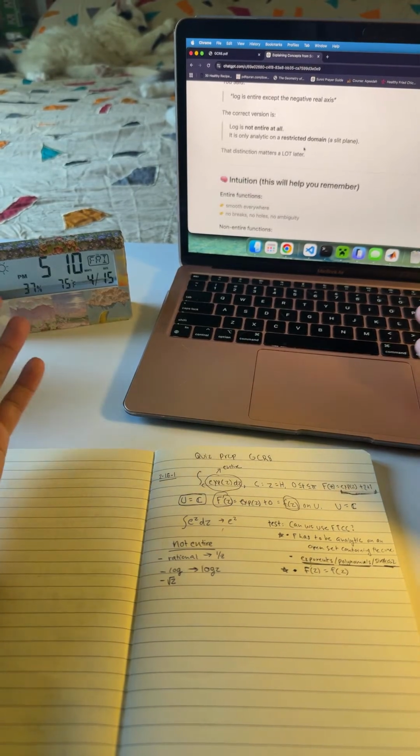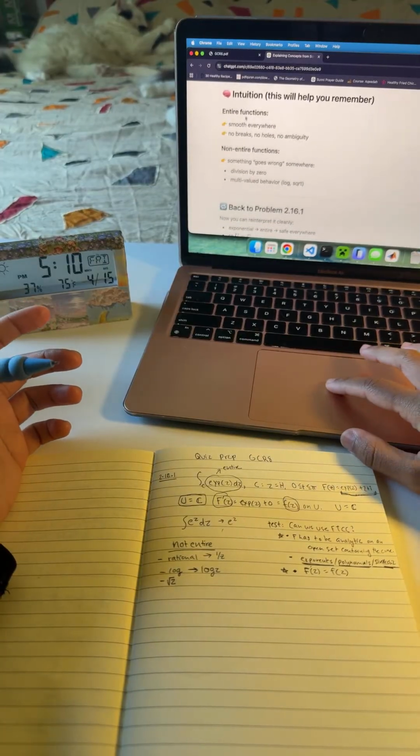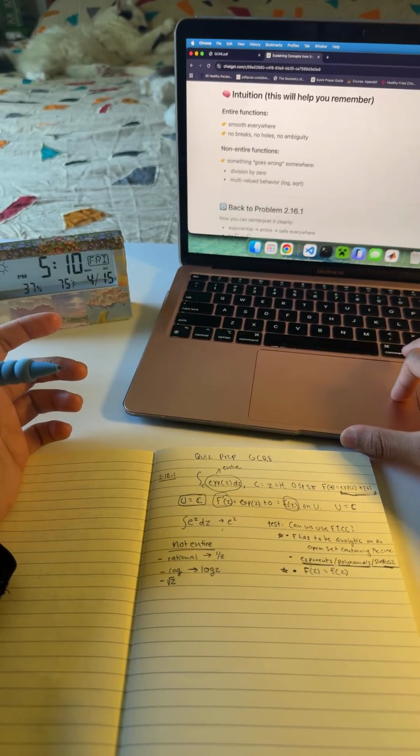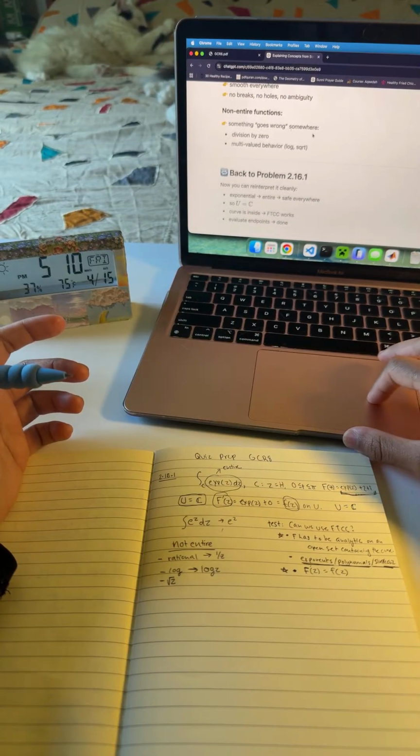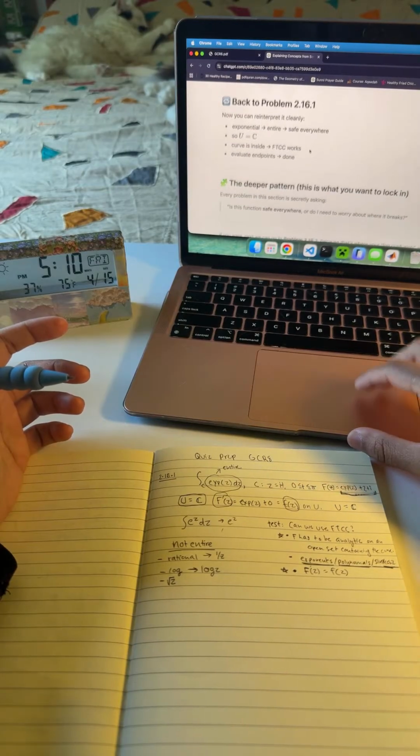That's what I meant. Okay, intuition. This will help you remember. Entire function: smooth everywhere, no breaks, no holes, no ambiguity. Not entire function: something goes wrong somewhere. Division by 0, multi-value behavior, log, square root.